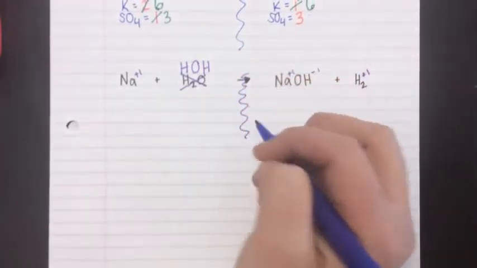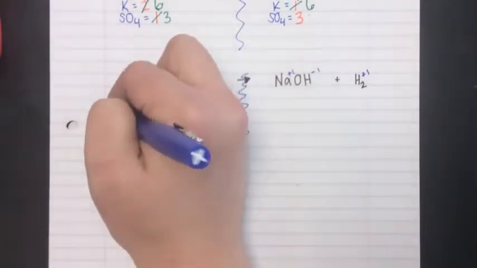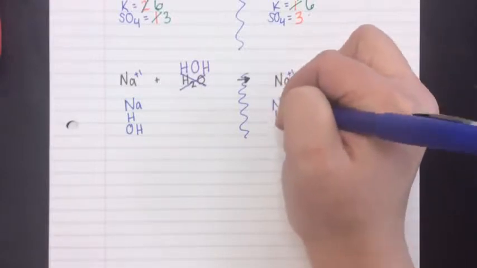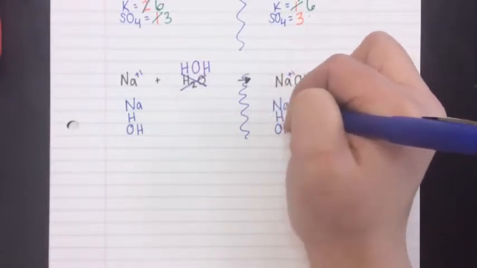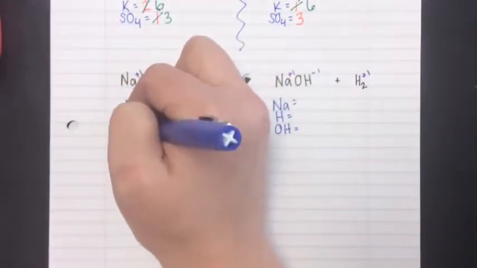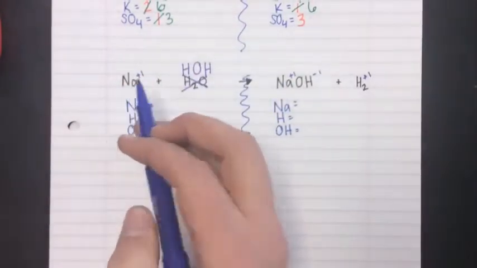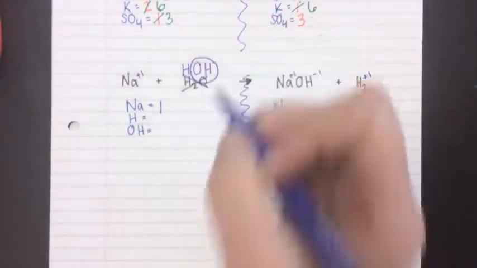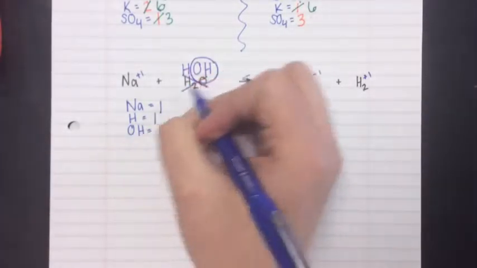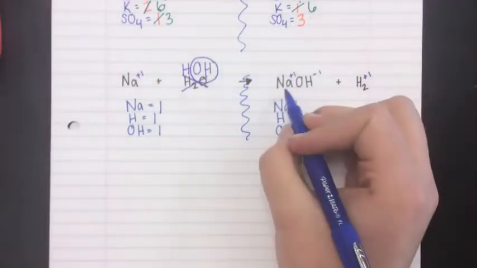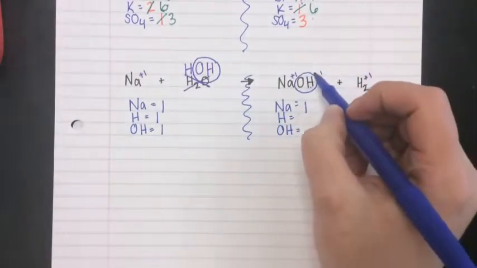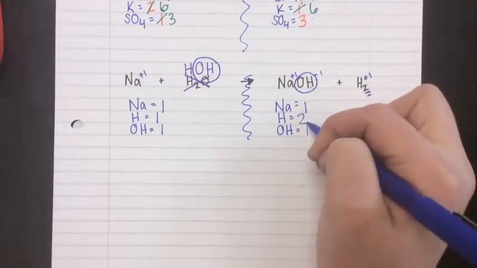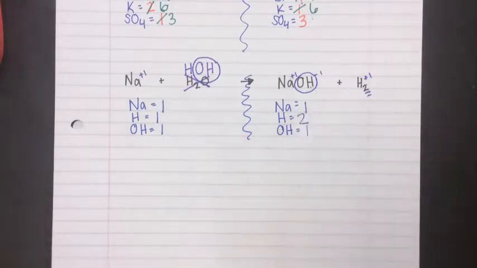Divide my products from my reactants and identify ions: sodium, hydrogen, and hydroxide on both sides. Next, I count atoms. I have 1 sodium, 1 hydroxide, and 1 hydrogen on my reactants. Remember not to count the hydrogen both in hydroxide and alone. I have 1 sodium on products, 1 hydroxide, and 2 hydrogens. My sodiums are balanced, but my hydrogens are not.